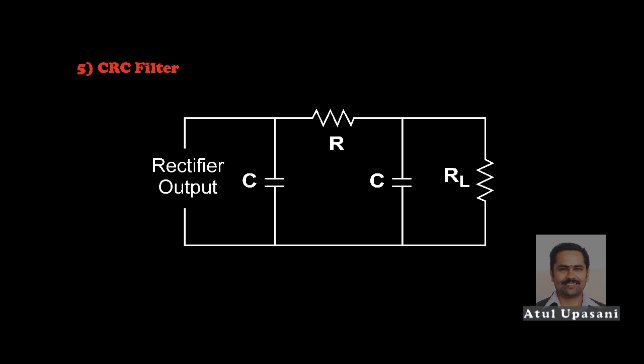Now the last filter is the CRC filter. Just like the CLC or pi section filter, but the inductor is replaced with only a resistance. As we have already used two capacitors for filtering action, they will do almost the same, bypassing the AC and blocking the DC. After the first capacitor, very little AC is present at the input of the inductor, so the inductor is actually dropping only some voltage there.